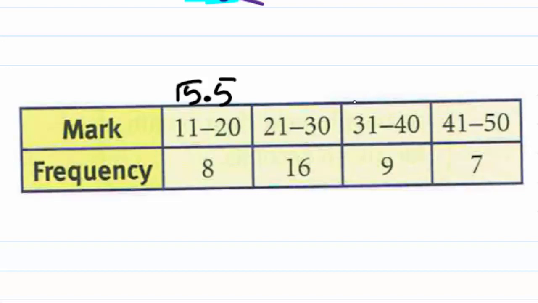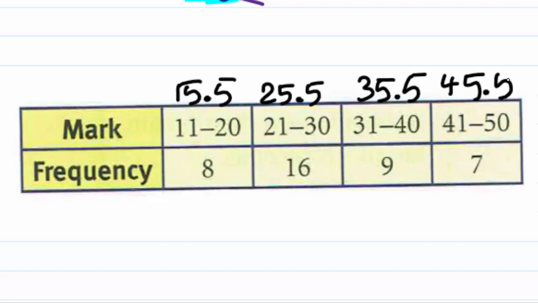21 plus 30 is equal to 51. Divide by 2 is 25.5. 31 plus 40 is equal to 71. Divide by 2, it's 35.5. And the midpoint for here, 41 plus 50 is 91. Divide by 2 is 45.5.